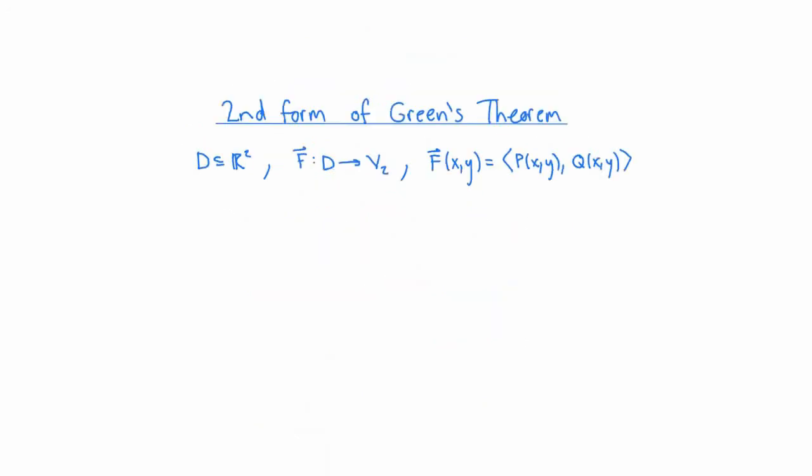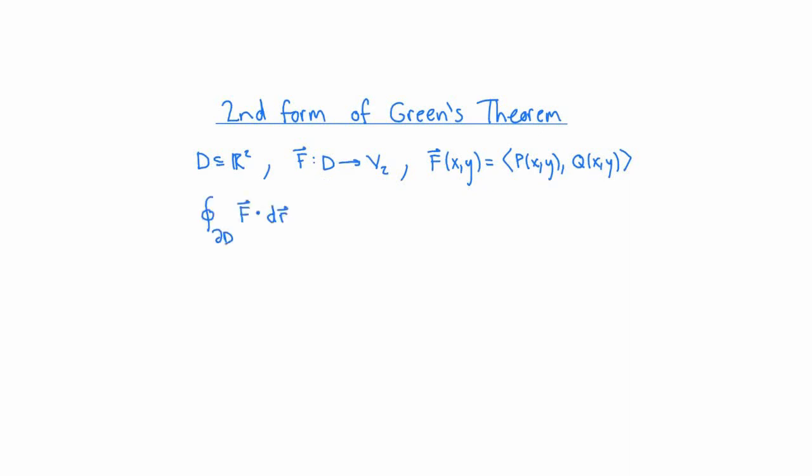Before moving on to the statement of Stokes's theorem, let's talk about a second and third form of Green's theorem which you might encounter. The second form of Green's theorem is what I would call a vector form of Green's theorem. Here, let's suppose that we have a vector field F defined on some region D in R2, and let's suppose that the component functions of our vector field are P and Q.